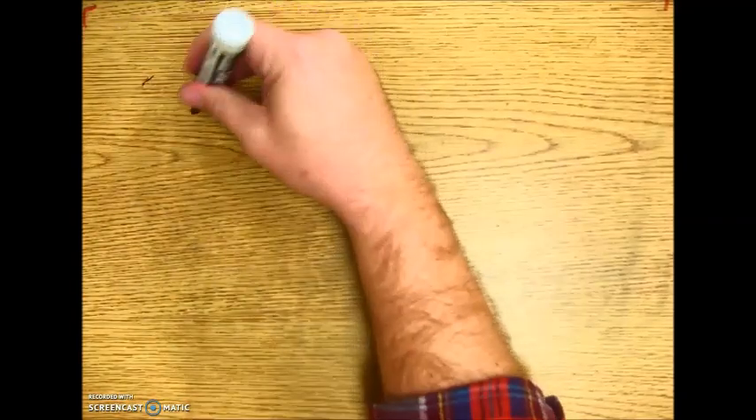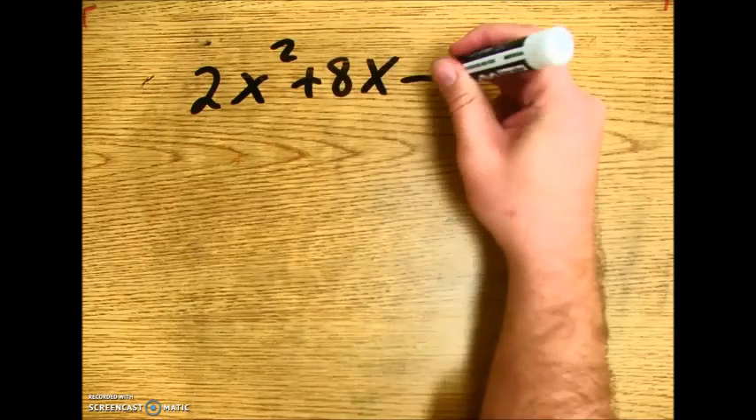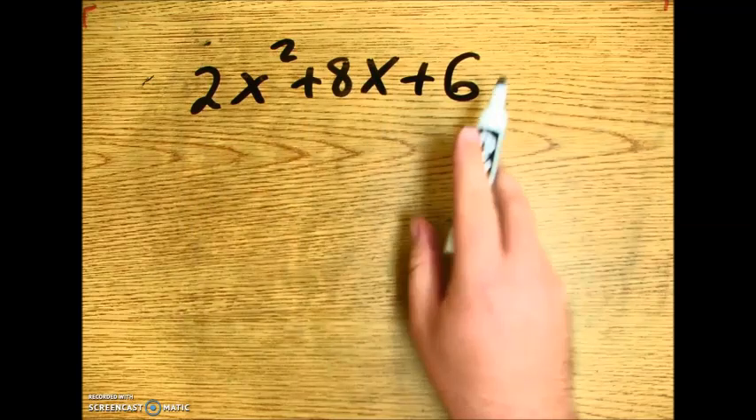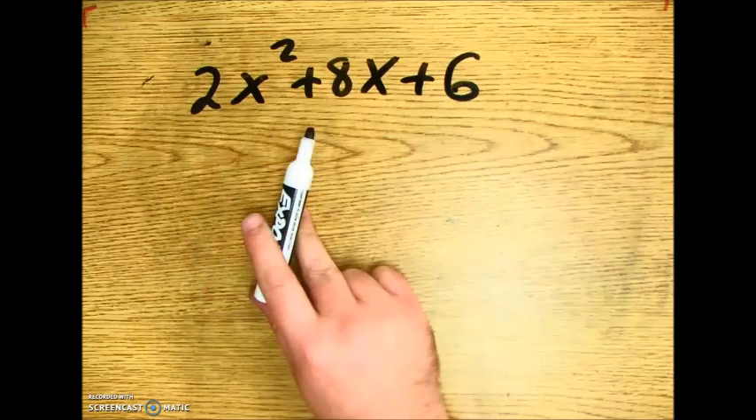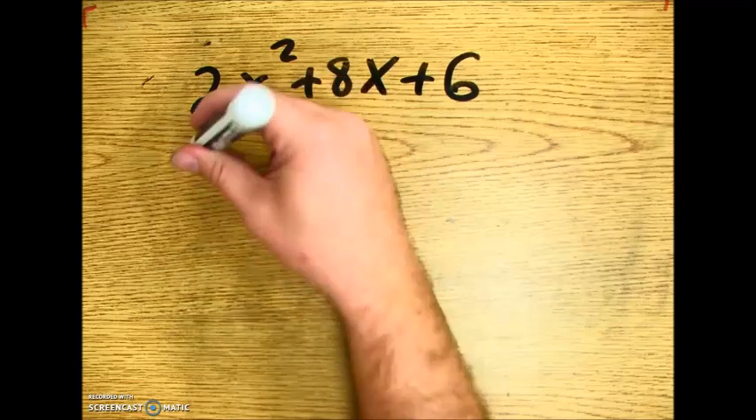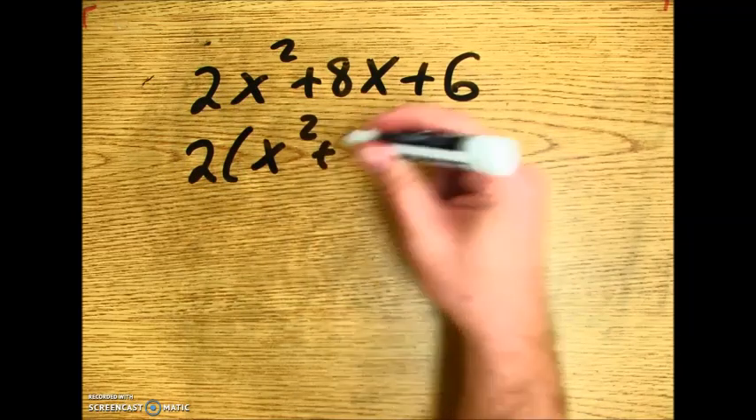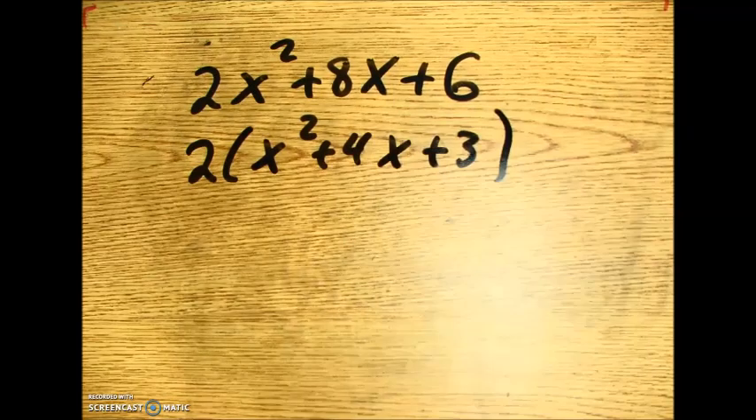So let's do another one, ladies and gentlemen, where we have a 2x squared plus 8x plus 6. Should I multiply my quadratic coefficient and my constant together? Nah, because what's the very first rule? The very first rule is to factor out a GCF. So we factor out a GCF, which is 2. We have an x squared plus a 4x plus a 3.